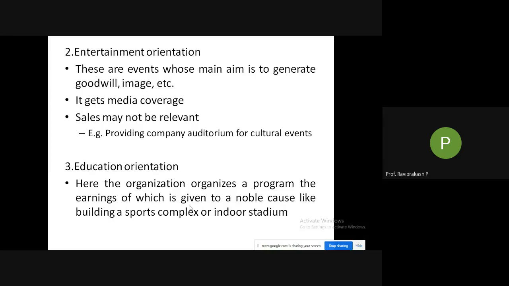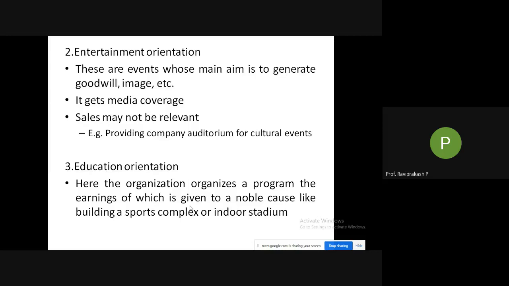So this is an example of an event where it is not being done for sales. It is being done to generate goodwill, to get the acceptance of the people. So sales may not be the relevant thing.